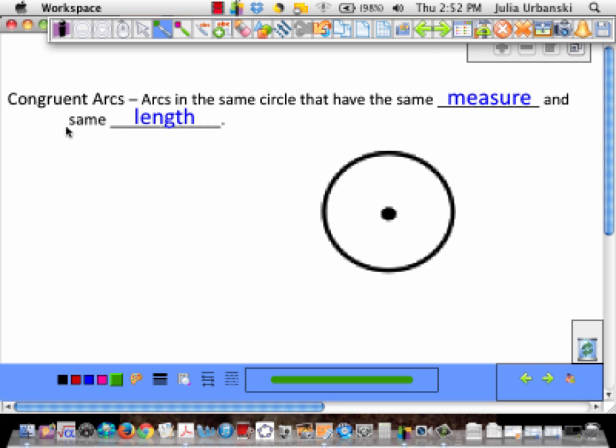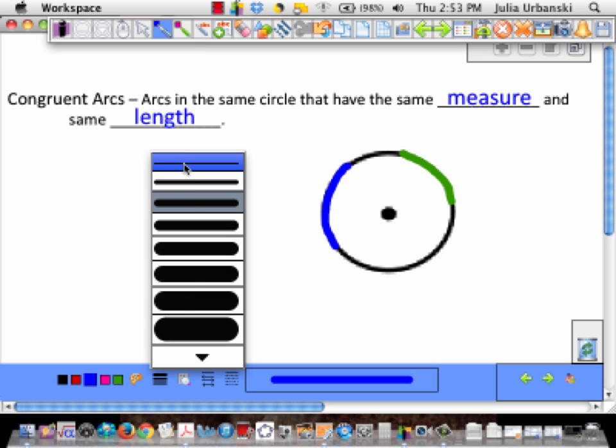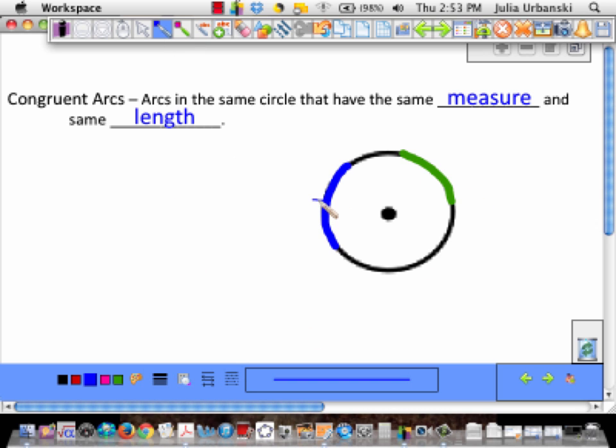So if you want to have congruent arcs, they have to be two arcs that are the same. They're equal to each other. So arcs in the same circle that have the same measure and the same length. So here's an arc right here. And here could be another arc. These two arcs are congruent if they're exactly the same length, exactly the same measure. So you can mark them the same way that we mark anything else that's congruent, with one matching dash or two matching dashes as long as they match each other.